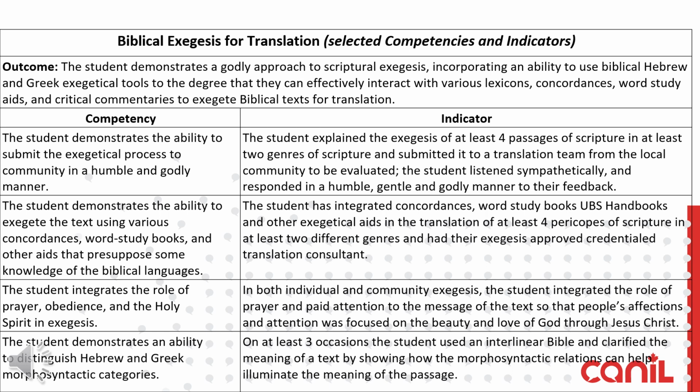What we've done is taken that outcome and then made a series of competencies that then flesh out this outcome. And you can see those competencies over here in the left column. Now, take one, for example, the first one. The student demonstrates the ability to submit the exegetical process to the community in a humble and godly manner. Now here we have affective qualities as well, a humble and godly manner. So we're trying to educate the complete person.